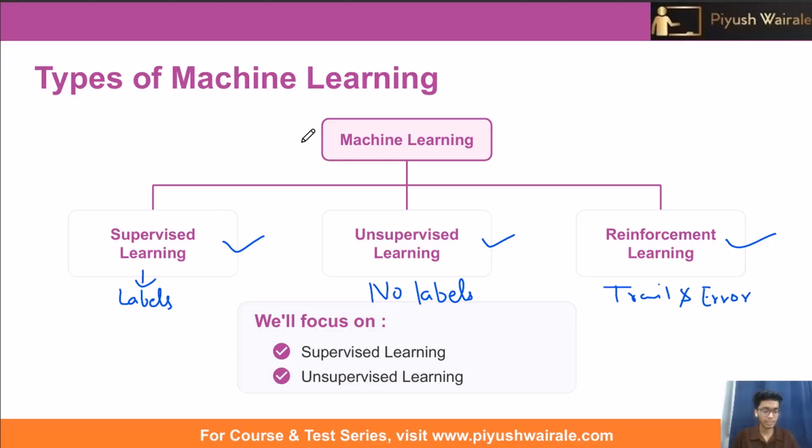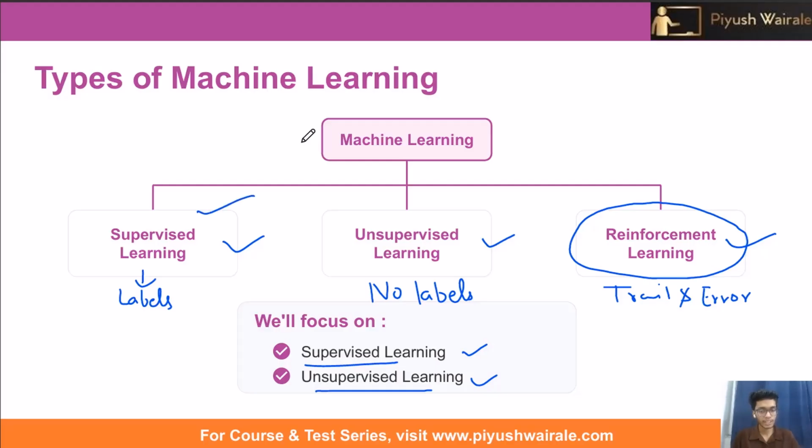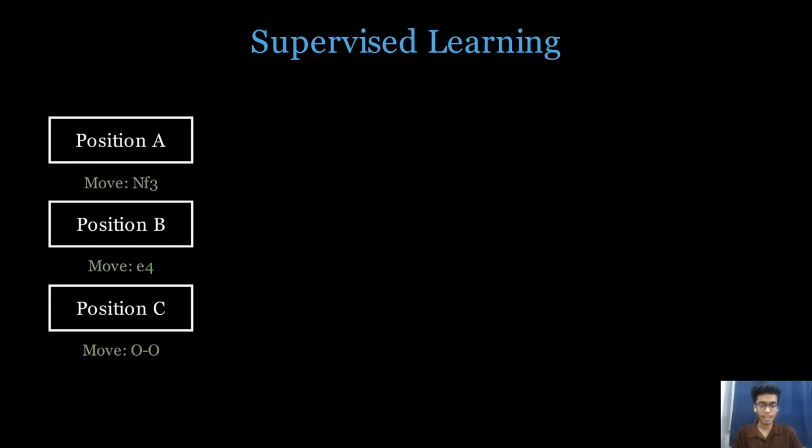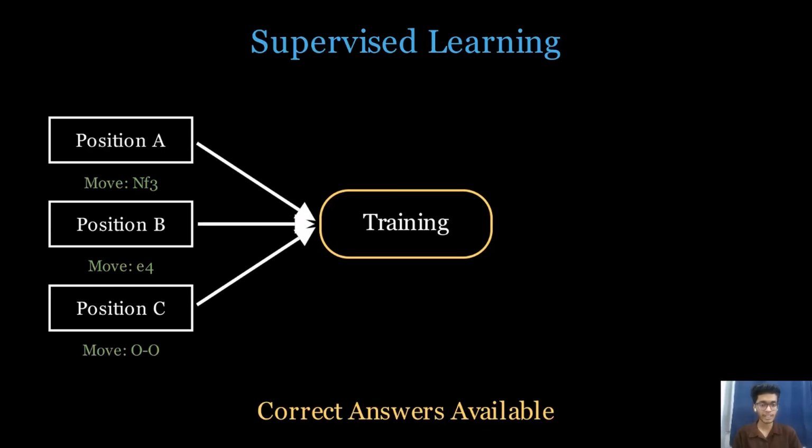Okay, in our syllabus we mainly cover supervised learning and unsupervised learning, so we will focus on these two only, but we will try to get an overview of reinforcement learning in this lecture. So let's try to understand all these types of machine learning through animations. So what will happen in case of supervised learning, we will have different positions, and for different positions we will have the correct move, the best move, and this is what we know as labels, the correct answer.